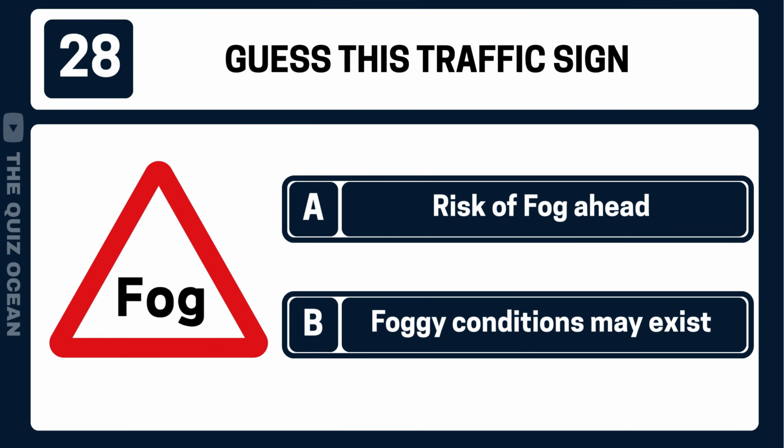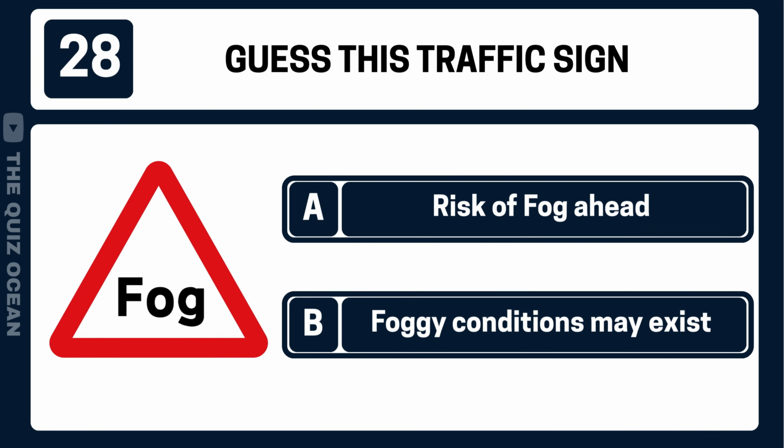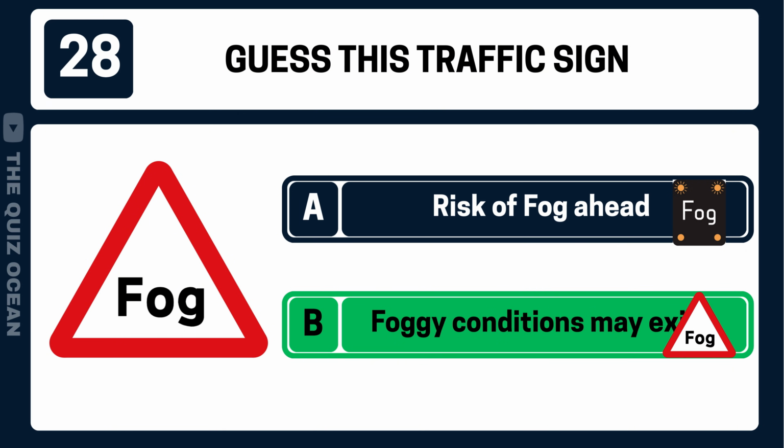Guess this traffic sign. A. Risk of fog ahead. B. Foggy conditions may exist. Excellent. This sign warns drivers of the presence of foggy conditions in the area.